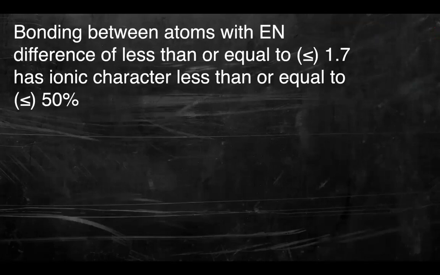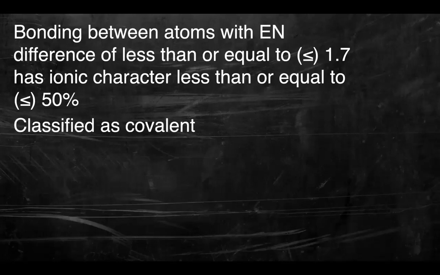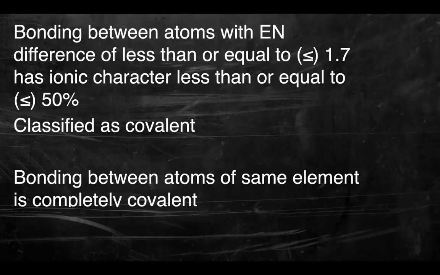The bonding between atoms with an electronegativity difference of less than or equal to 1.7 has an ionic character less than or equal to 50%. So basically that just means if you are 1.7 and below, your ionic character is below 50%. And that is where covalent bonds begin to be classified. Now, whether you're polar covalent or non-polar covalent will depend on how far below 1.7 you become.